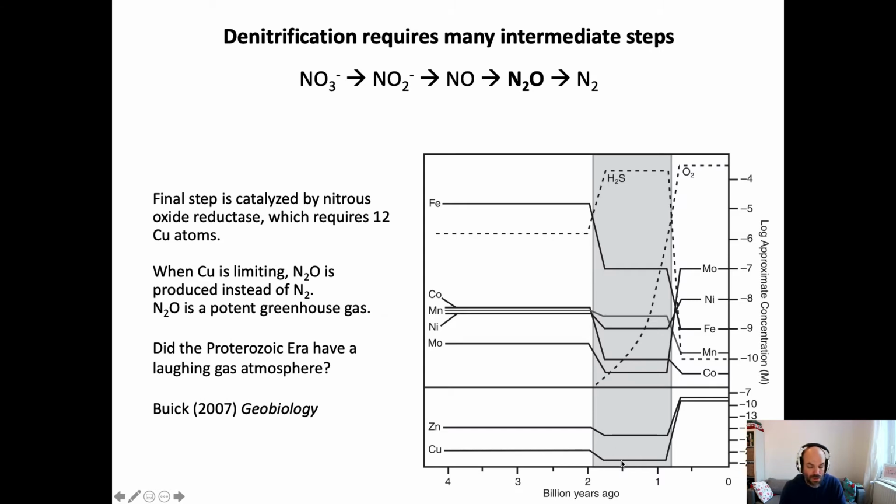It was so low that it's possible that it was limiting for nitrous oxide reductase. It's possible that all the denitrification in the world was not able to go all the way to N2, and you're producing a lot of nitrous oxide. And you may have had a whole atmosphere full of nitrous oxide, and you may know that nitrous oxide has another name called laughing gas.